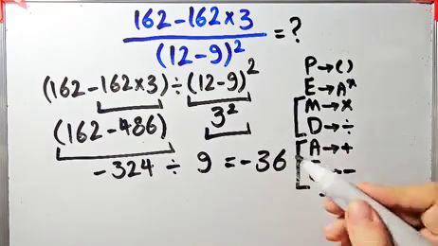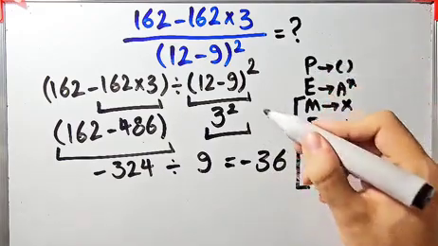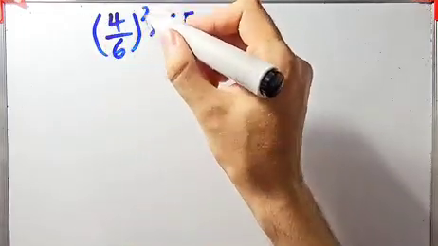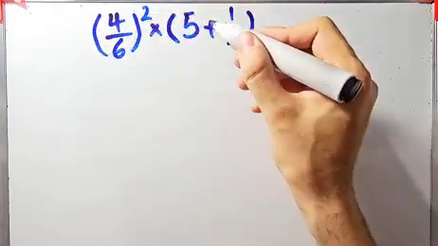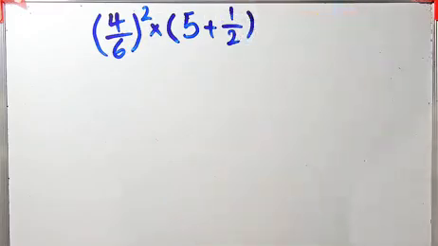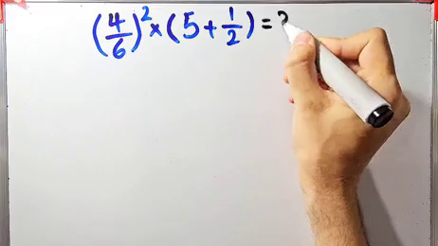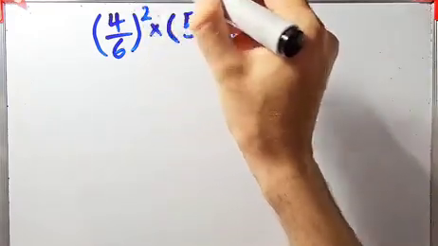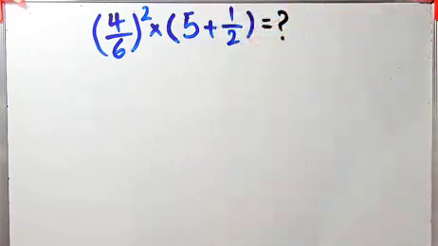Okay guys, let's solve another question about PEMDAS rule. 4 over 6 to the power of 2 times open parentheses 5 plus 1 over 2 close parentheses. What is the value of this expression? Can you solve it? We have exponent, multiplication, parentheses and addition.